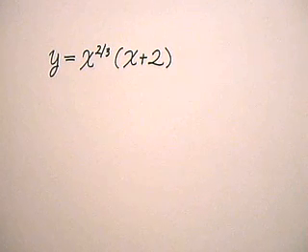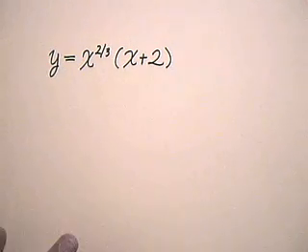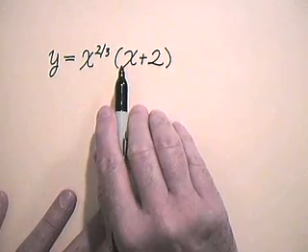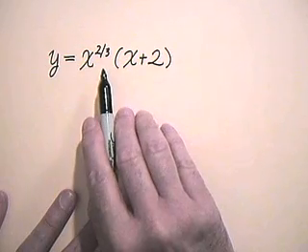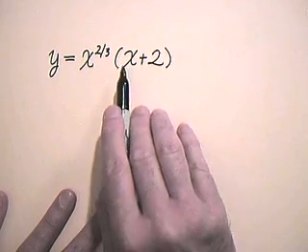Well, let's find extreme values of a function in a case where we have fractional powers. When you see those, be careful. Here I have the function y equal x to the 2/3 times the quantity x plus 2. Notice that this actually makes sense for all real x.